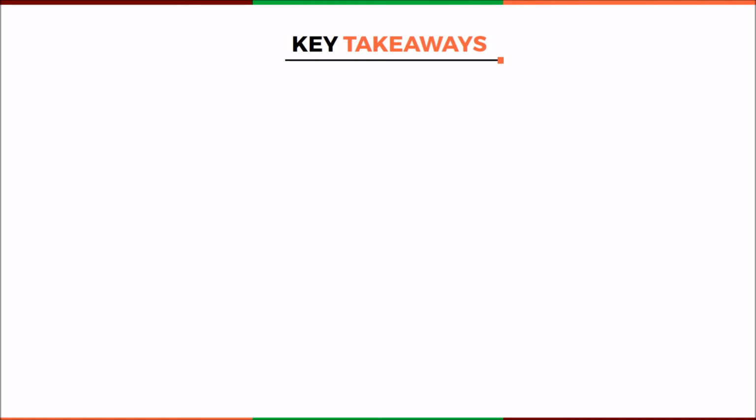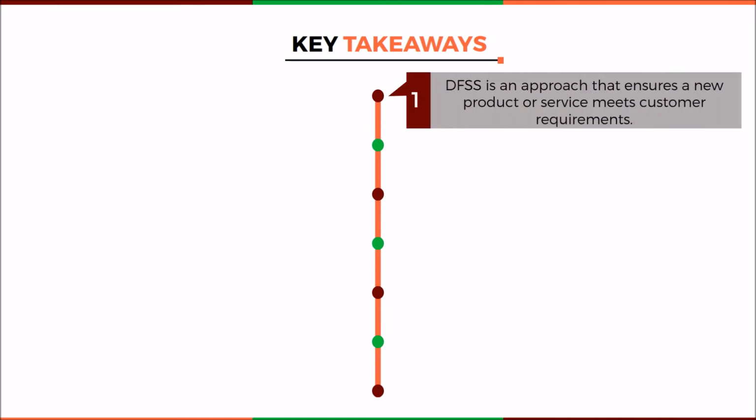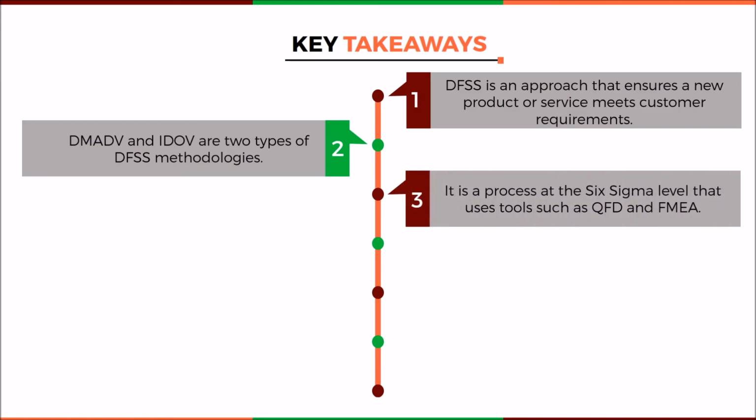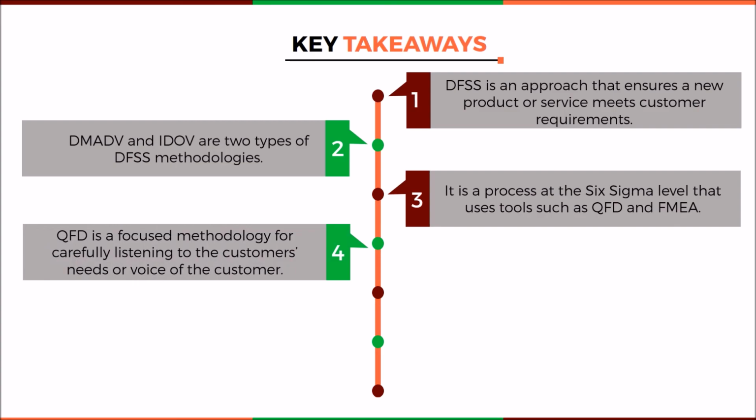Let's recap the key points to this lesson on Design for Six Sigma methodologies. Design for Six Sigma, or DFSS, is an approach that ensures a new product or service meets customer requirements. DMADV or IDOV are two types of DFSS methodologies. DFSS is a process at the Six Sigma level that uses tools such as Quality Function Deployment, or QFD, and Failure Modes Effects Analysis, or the FMEA.